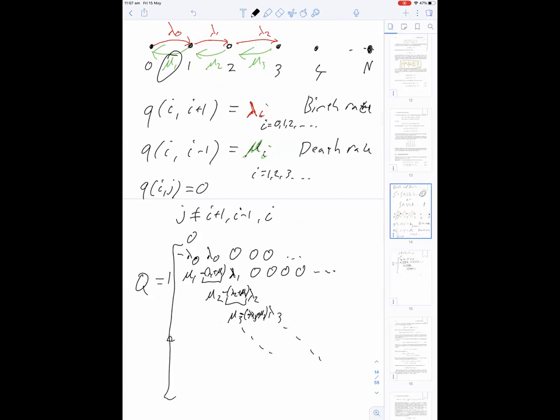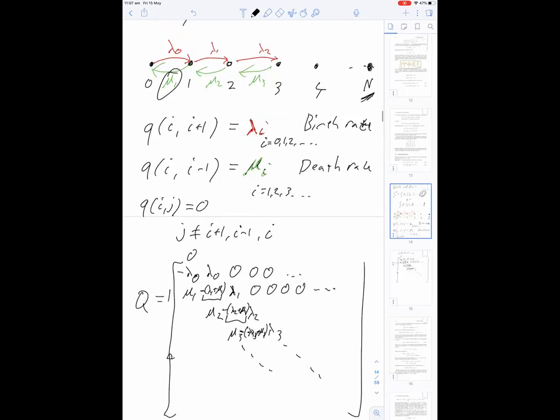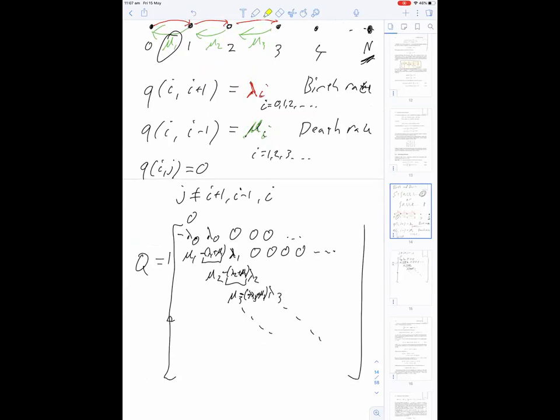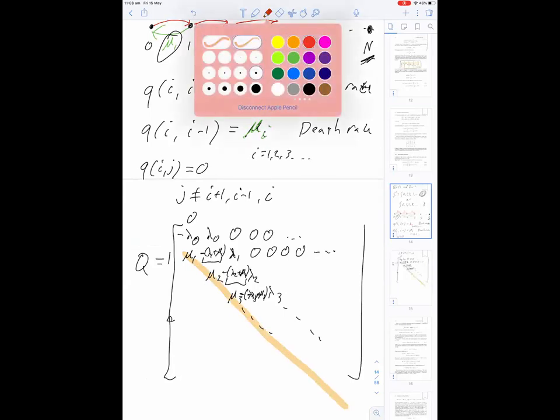Okay. And maybe this matrix is finite if you have n, well, if this is n, then n plus one states, or maybe it goes on forever. So it's a tri-diagonal structure. And so, you're right, you've got the death rates here and you've got the birth rates.